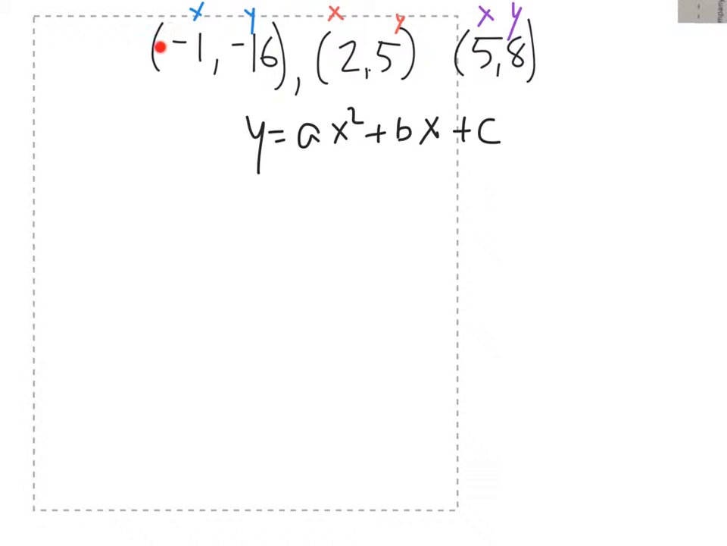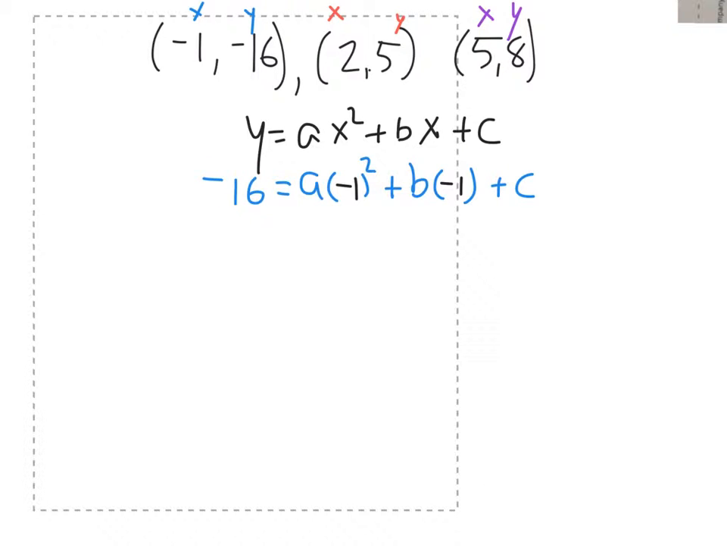What I'm going to do is take this -1 and plug it into the x values. All right. And what am I going to do with the y? I want to take that -16 and plug it into the y. And here it goes. So I have this equation and I'm plugging in the -1 into the x's. And I also have the -16 as my y.